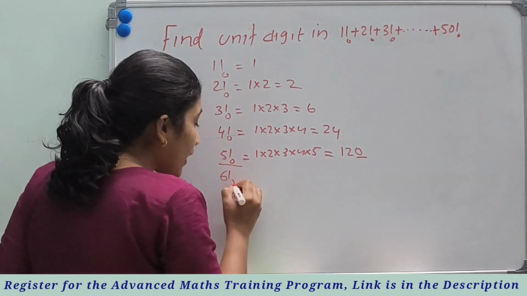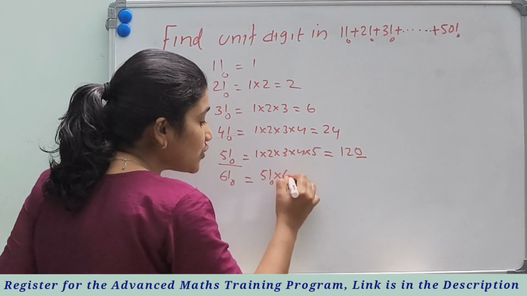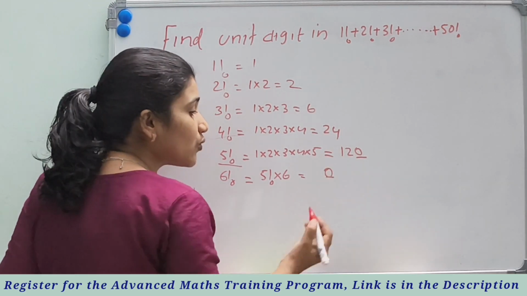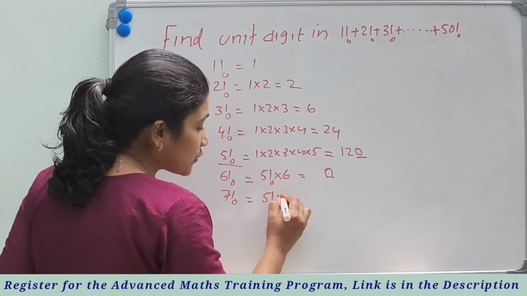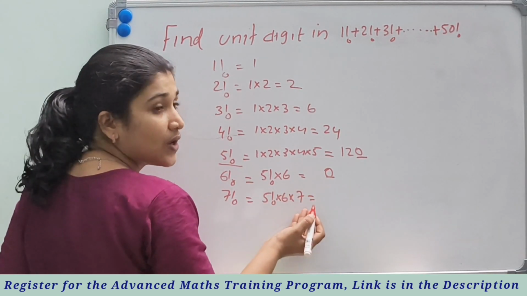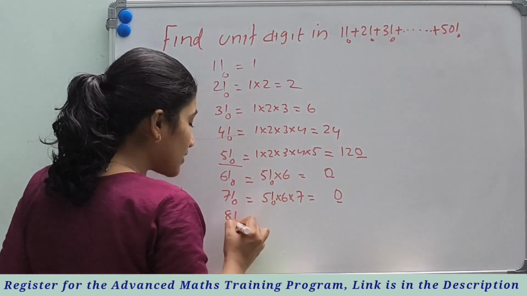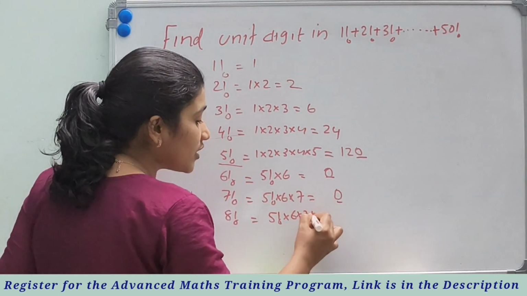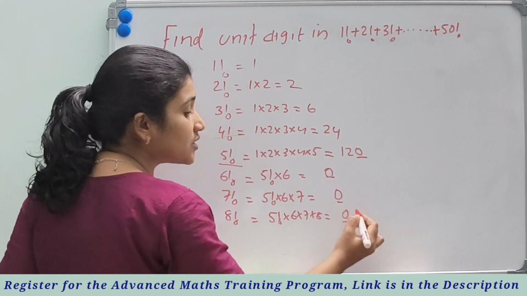Now 6 factorial, I can write it as 5 factorial into 6. So 120 into 6 means unit digit is 0. Again 7 factorial, I can write it as 5 factorial into 6 into 7, which means 120 into 42. Again unit digit is 0. In 8 factorial, you have 5 factorial into 6 into 7 into 8. Again 120 into some number, unit digit is 0.